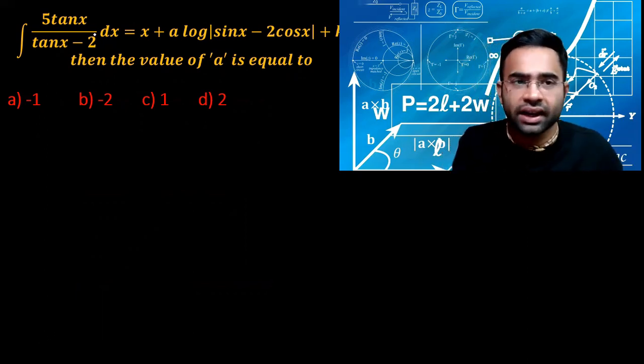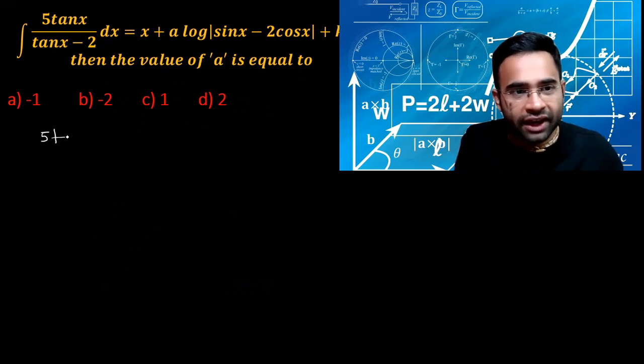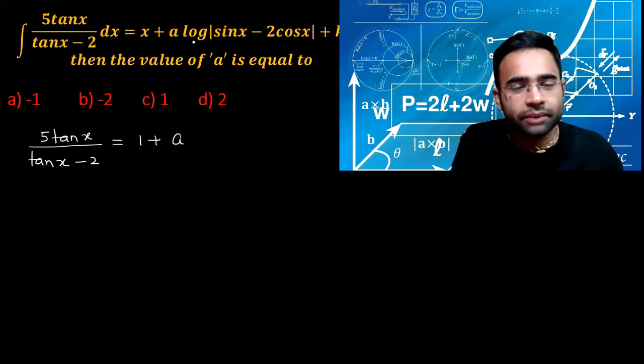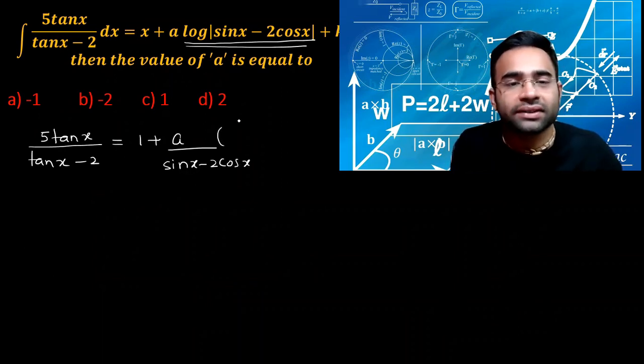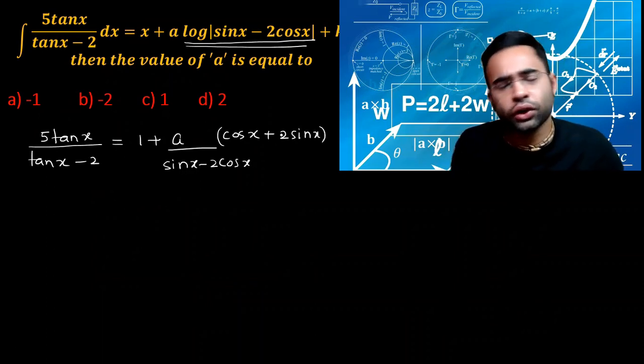Let's take a derivative again. Now if I take the derivative, what will come on the left side? 5 tan x upon tan x minus 2 equals, the derivative of x will be 1. A constant comes out, and this is log f of x. So the derivative of log f of x is 1 upon f of x into the derivative of f of x. The derivative of sin is cos x, and the derivative of cos is minus sin, so it becomes plus sin x. And k is a constant, so its derivative will be 0, of course.